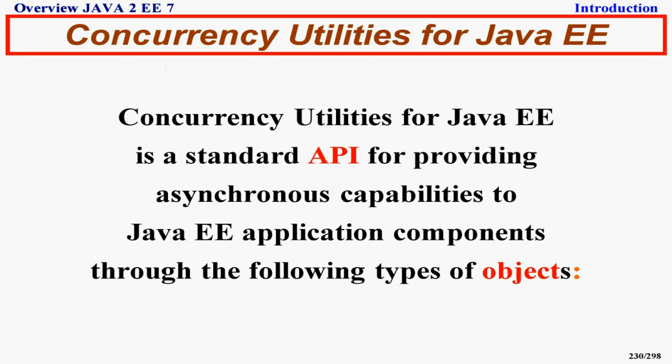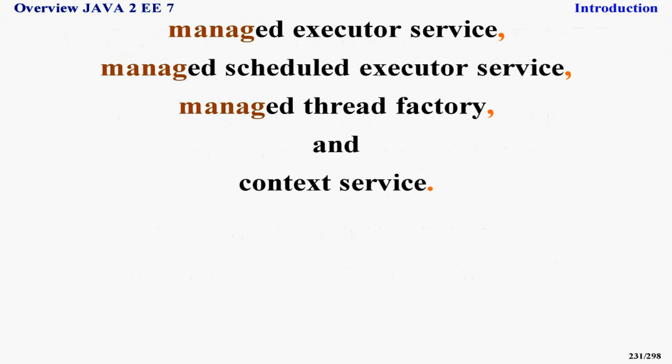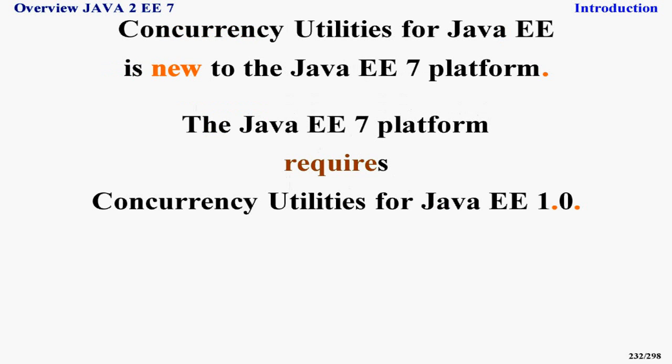Concurrency Utilities for Java EE. Concurrency Utilities for Java EE is a standard API for providing asynchronous capabilities to Java EE application components through the following types of objects: Managed Executor Service, Managed Scheduled Executor Service, Managed Thread Factory, and Context Service. Concurrency Utilities for Java EE is new to the Java EE 7 platform. The Java EE 7 platform requires Concurrency Utilities for Java EE 1.0.